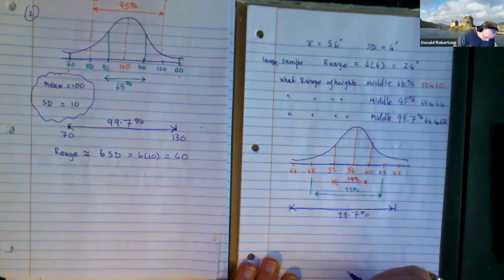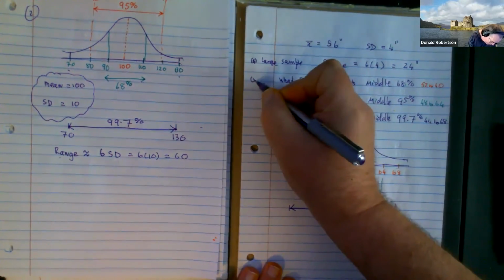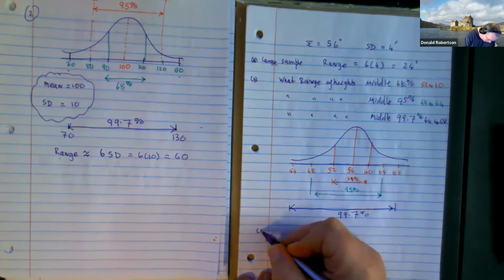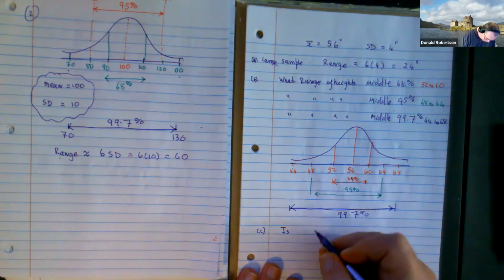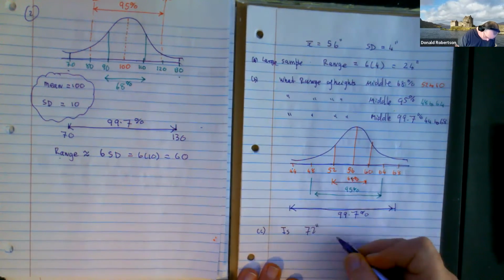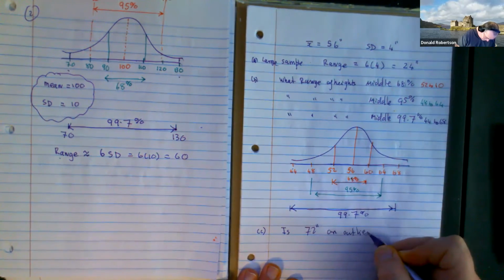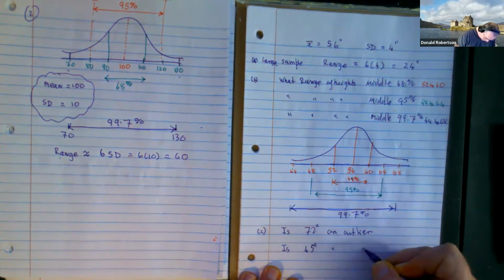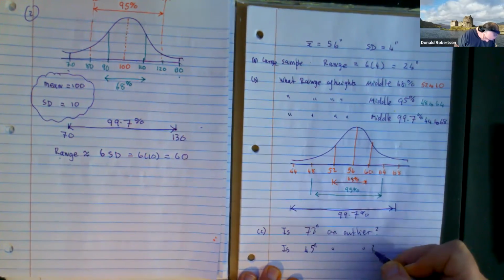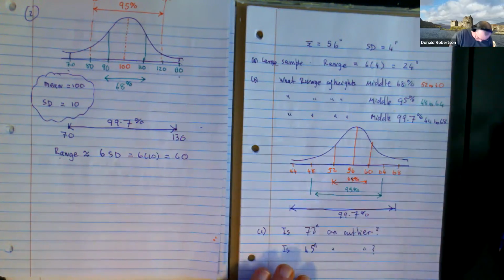And I could also ask you questions. So that might be question A, and this might be question B in 3 parts. And question C might be, is a person in Scotland who's 72 inches tall an outlier? And is somebody who's 45 inches tall in Scotland, are they an outlier? Well, you can also tell from this picture.